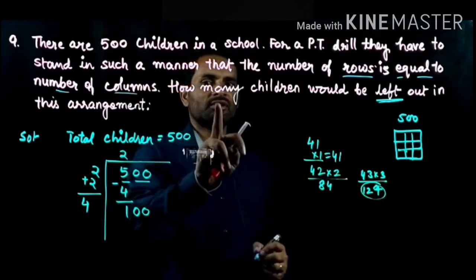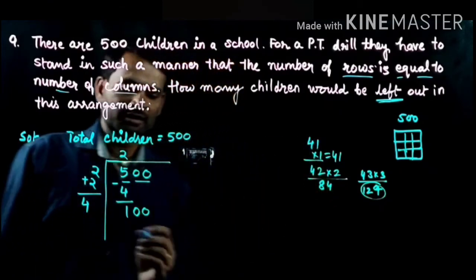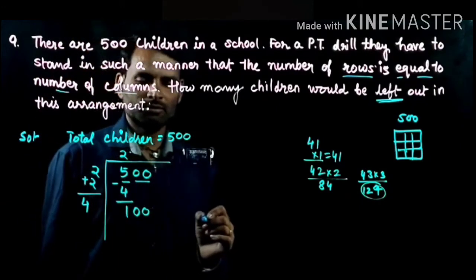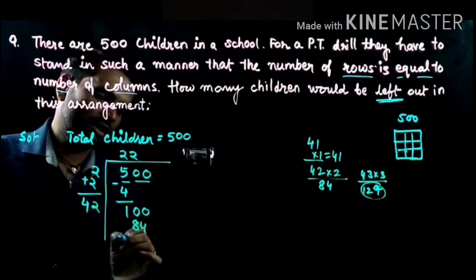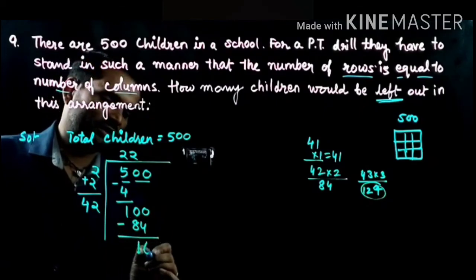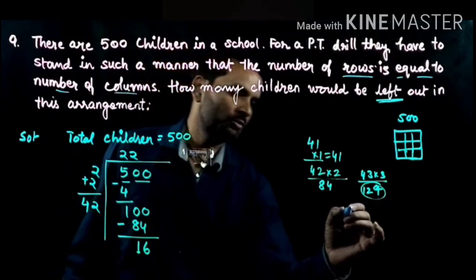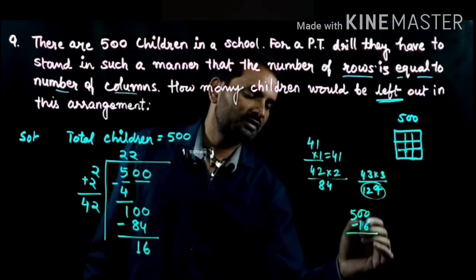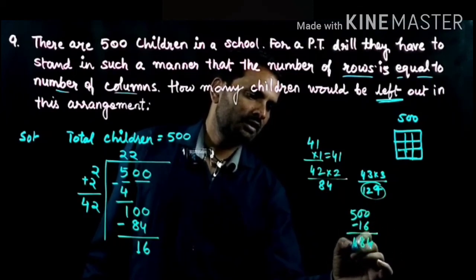Here the question asks how many children will be left. So you write 2 times. Here 2 times 42 is 84. After 2 2 is 4, 2 4 is 8, and then 16, which means 16 students will be left. Suppose 500 minus 16. 500 minus 16 is 484.